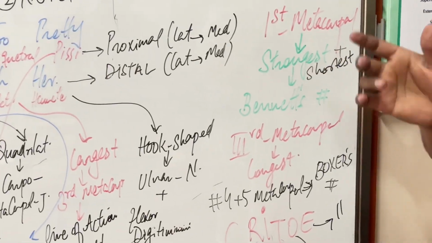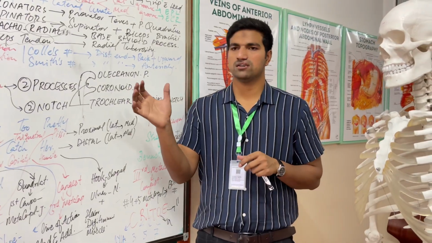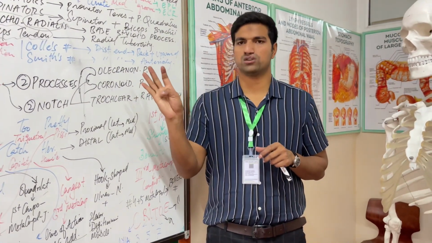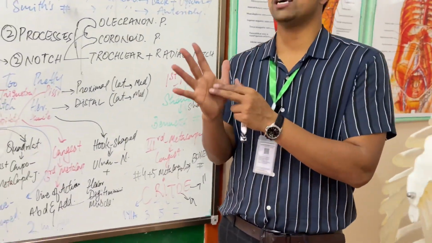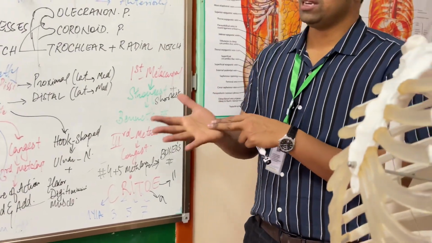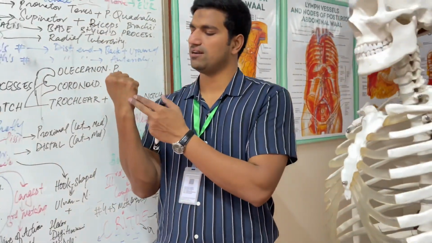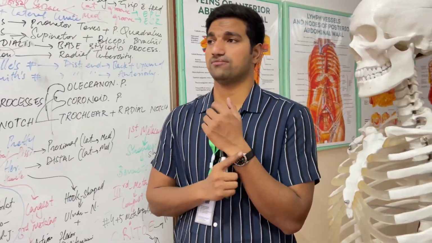If there is a fracture at the base of the first metacarpal, that is called Bennett's fracture. The person is not able to make a fist, and opposition of the thumb is also not possible. Then the third metacarpal bone is the longest metacarpal bone. It is the line of action for adduction and abduction. A fracture of the fourth and fifth metacarpal bones is called Boxer's fracture.